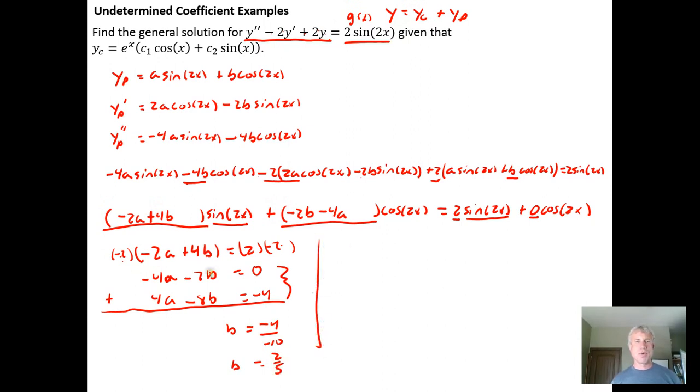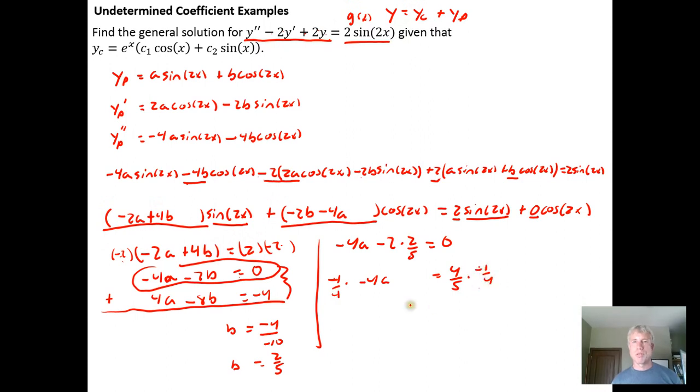And then we can step over here. I'm going to grab this equation right here. Negative 4 times a minus 2 times b, but b is 2/5, and this needs to equal 0. And then we just simplify. We get negative 4a minus 4/5 equals 0. Add that 4/5 to both sides, and then multiply both sides by negative 1/4. And that'll give us a is equal to negative 1/5.